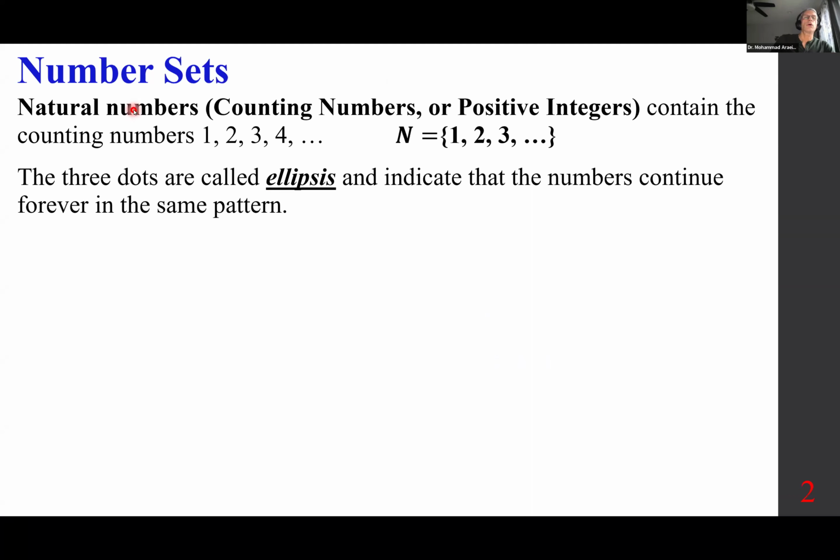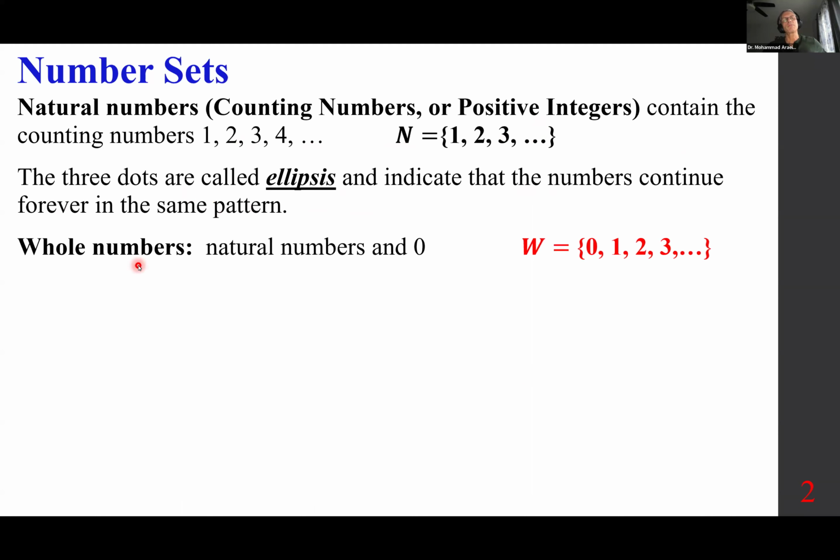Natural numbers, also known as counting numbers or positive integers, contain the counting numbers 1, 2, 3, 4 to infinity. N, capital N, represents the set of natural numbers. The three dots are called ellipses and indicate that the numbers continue forever in the same pattern.